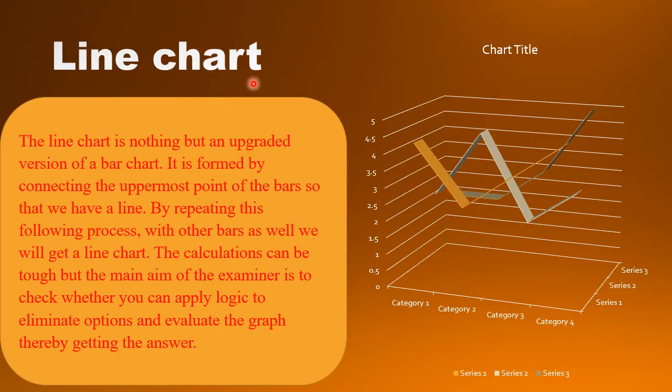Line chart. The line chart is nothing but an upgraded version of a bar chart. It is formed by connecting the uppermost points of the bars so that we have a line. By repeating this process with the bars, we will get a line chart. The calculations can be tough, but the main aim of the examiner is to check whether you can apply logic to eliminate options and evaluate the graph, thereby getting the answer. So it's an apt example for the line chart.